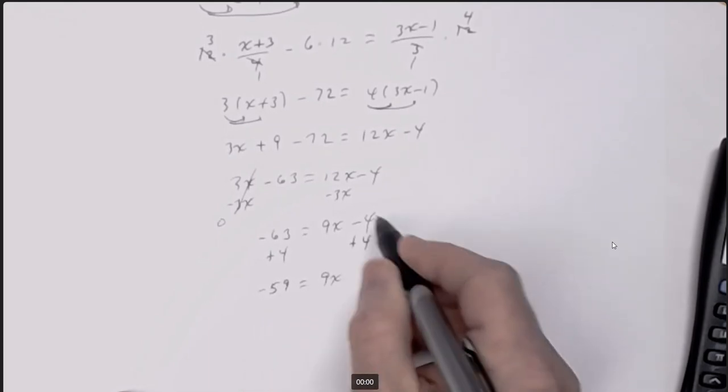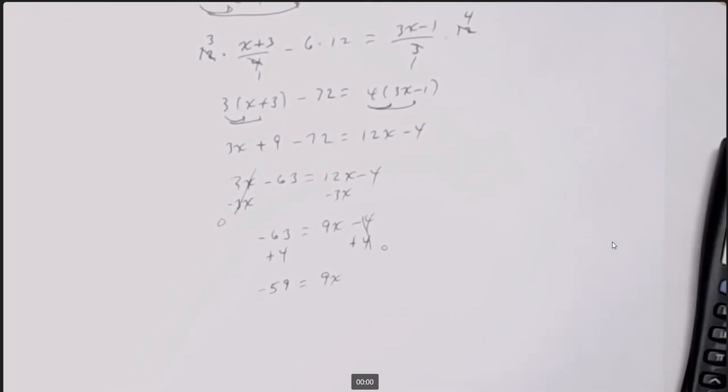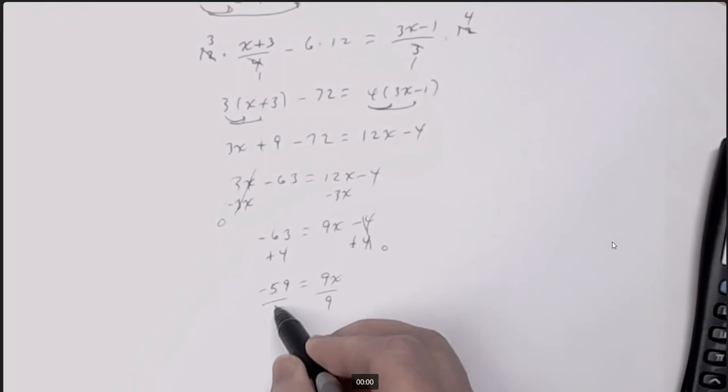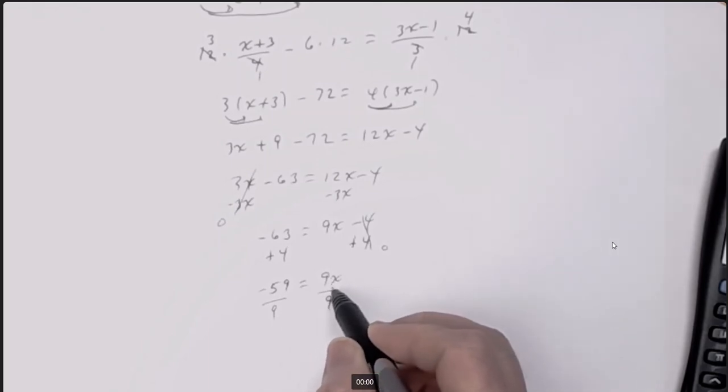And then we're going to divide both sides by 9 to get x by itself. Because remember, right now you're multiplying by 9. The opposite is to divide by 9. And then you cannot reduce this, so you're done.